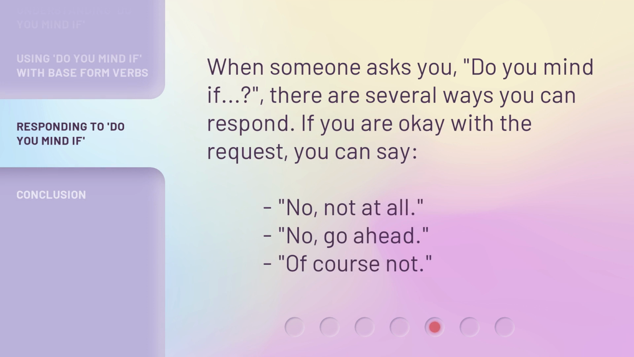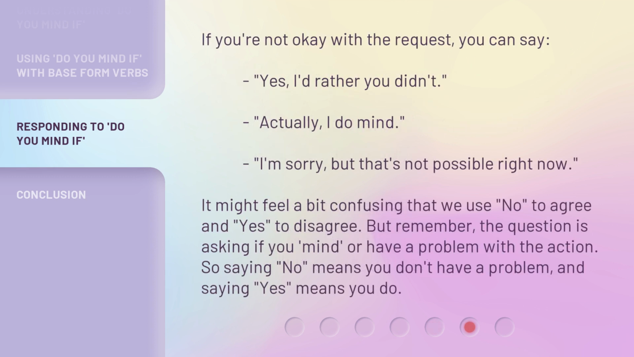When someone asks you, "Do you mind if?" there are several ways you can respond. If you are okay with the request, you can say, "No, not at all." "No, go ahead. Of course not." If you're not okay with the request, you can say, "Yes, I'd rather you didn't. Actually, I do mind. I'm sorry, but that's not possible right now."